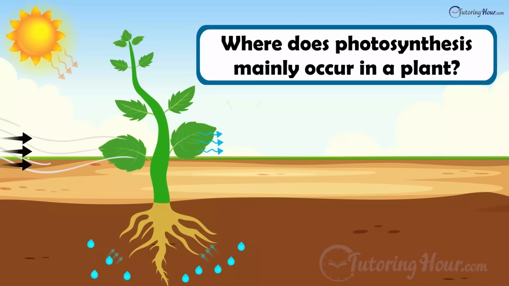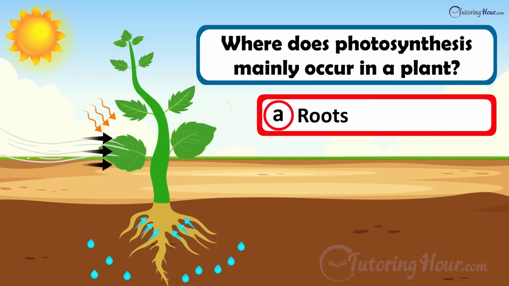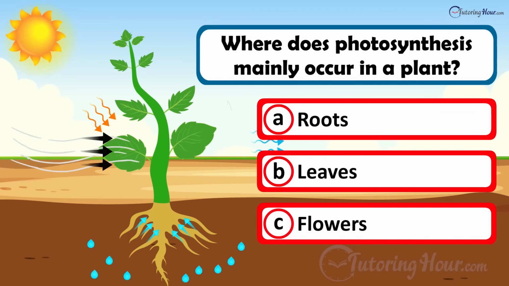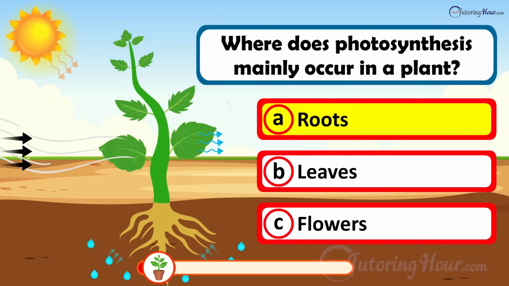Where does photosynthesis mainly occur in a plant? A. Roots. B. Leaves. Or C. Flowers.